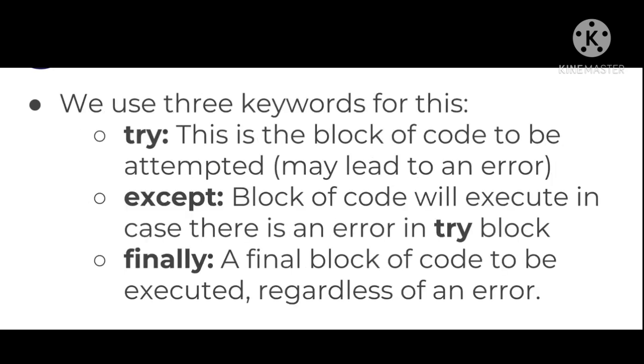Now there's three keywords for this entire process of exception handling, and it's the try, except, and finally keywords. These are all going to have a block of code associated with them. The try block is the block of code that's going to be attempted, and this may or may not lead to an error. If there is an error, you have the except block, a block of code that will execute in case there's any error inside of that try block. Then you have a finally block, which is always executed whether or not there's an exception or error occurring. Let's jump to the notebook and see some examples of how to use these blocks.